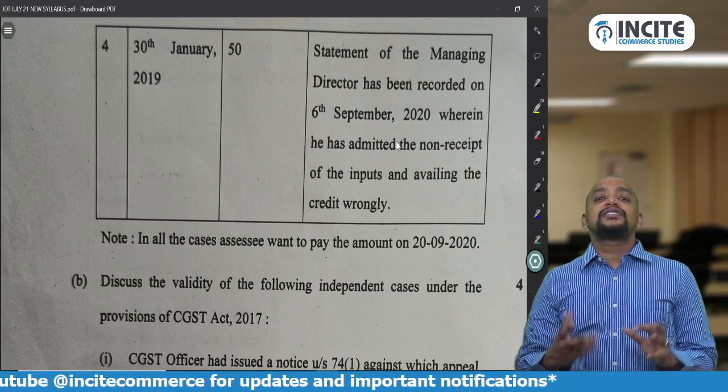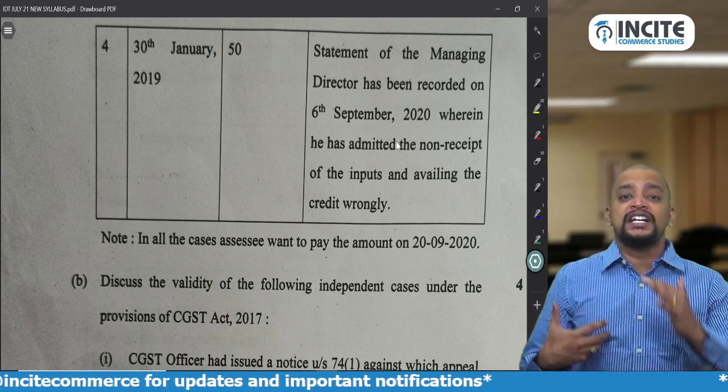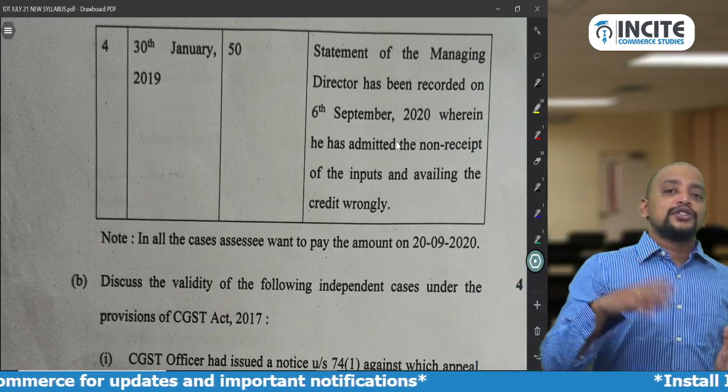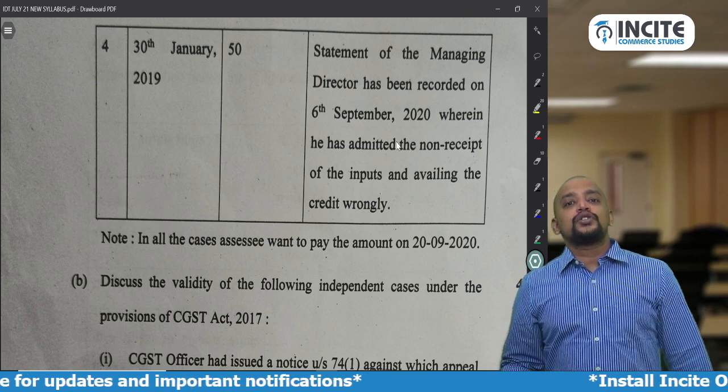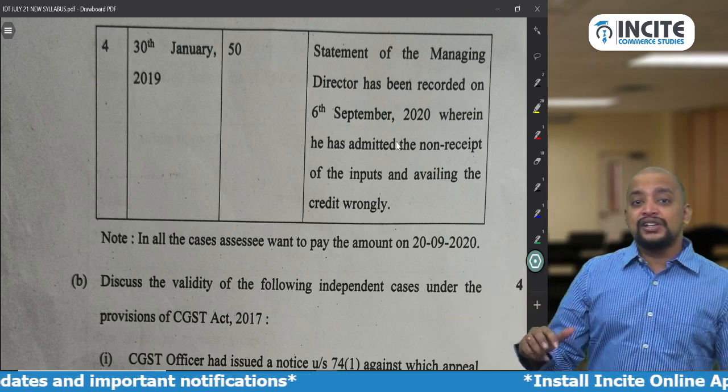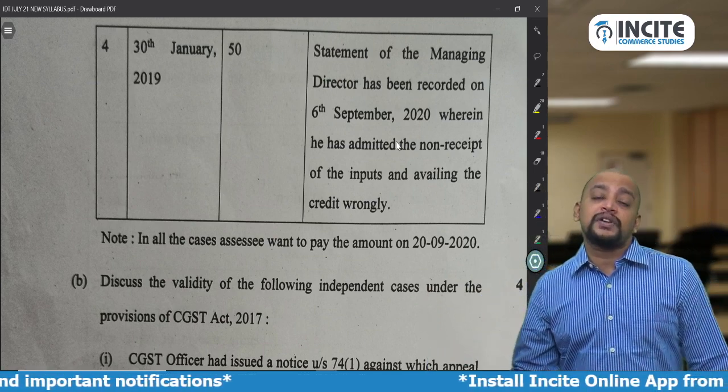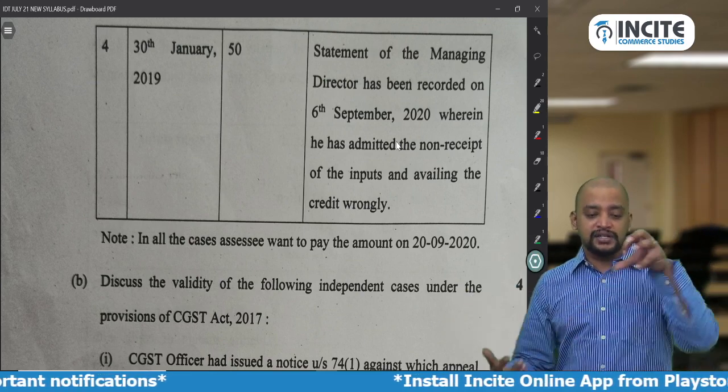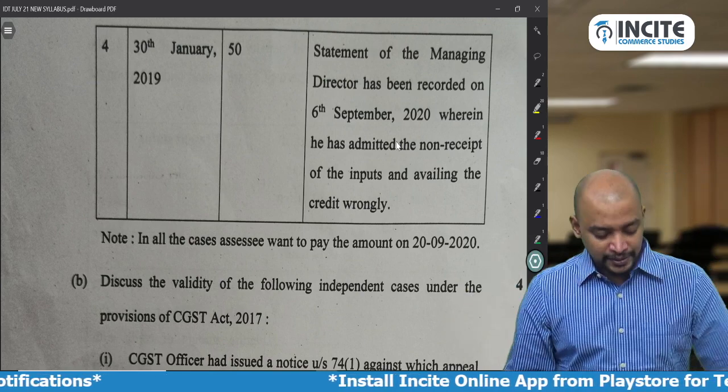And there is one discount offer available with respect to the penalty if you pay before show cause notice. There will be 15%, after show cause notice and within 30 days 25%, thereafter within 30 days from the order 50%, and thereafter 100%. So this question is related to that.